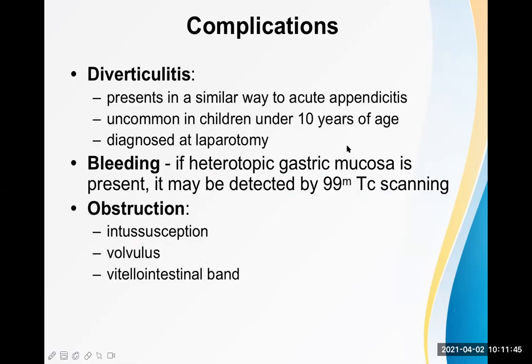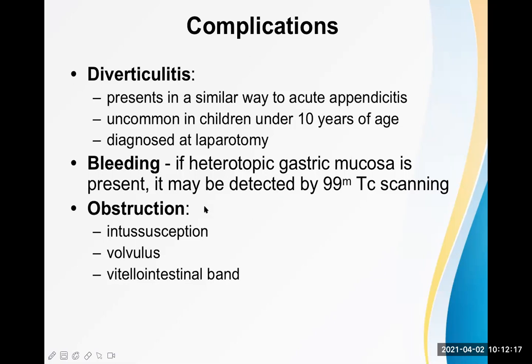Now, these are the complications: diverticulitis, bleeding, and obstruction. Diverticulitis, already talked about, presents in a similar way to acute appendicitis. It is uncommon in children under 10 years of age, and probably it takes time for the production of acid and things like that, and it is diagnosed at laparotomy. So this is about diverticulitis. Treatment is diverticulectomy.